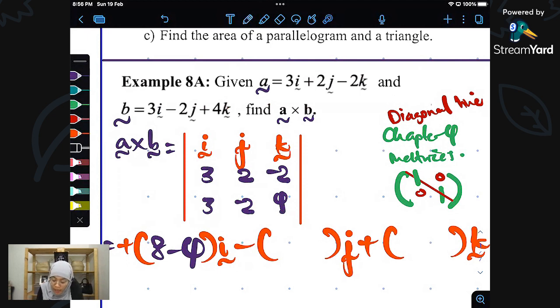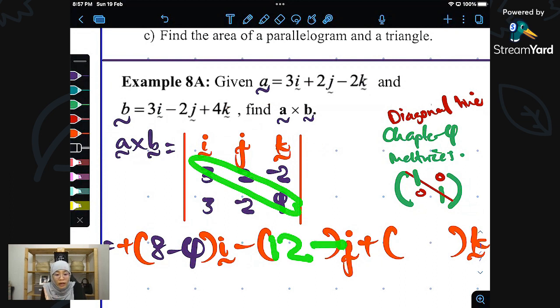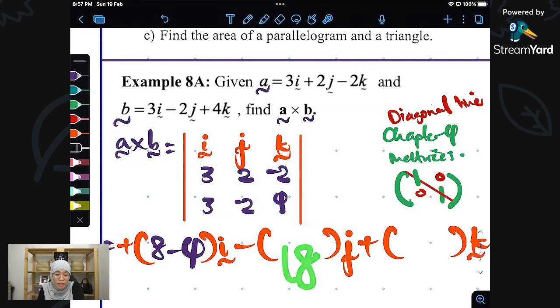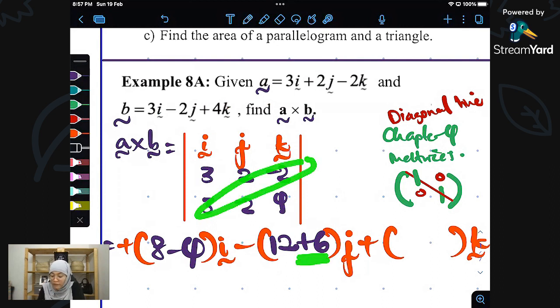How about for J? So for J, again, we close the row of the J and the column of the J. So now, how do you do it? If you closed it already, the numbers start with the diagonal line. Mulakan dengan diagonal line dulu, iaitu nombor 3 dan 4, kita akan dapat 12. And then, tolak. Formula dalam kurungan ni sentiasa tolak, okay? Tolakkan dengan negative 2 times 3, which is negative 6. Negative bertemu negative, positive 6. Therefore, inside here is 18J. Alright, but the thing is we must write it down: 12 plus 6 instead. Sebab negative bertemu negative adalah positive 6.